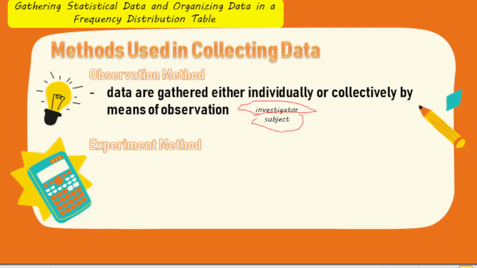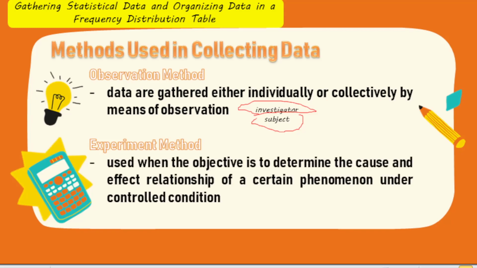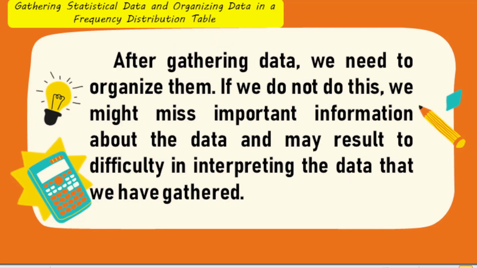Next, experiment method. This method is used when the objective is to determine the cause and effect relationship of a certain phenomenon under controlled condition. So, alam ko, familiar naman kayo sa experiment.